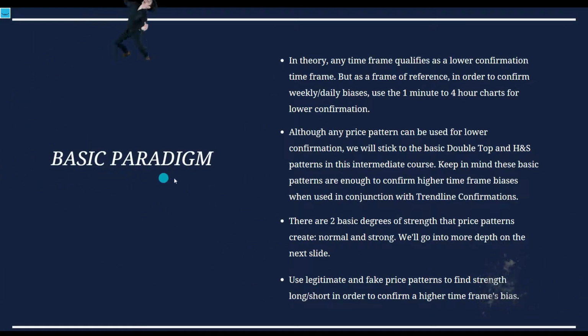So the basic paradigm. Number 1, in theory, any time frame qualifies as a lower confirmation time frame. But as a frame of reference, in order to confirm weekly and daily biases, use the 1 minute to 4 hour charts for lower confirmation. At a basic level, any time frame can be used to confirm a bias, so it truly depends on what time frame bias you're using.